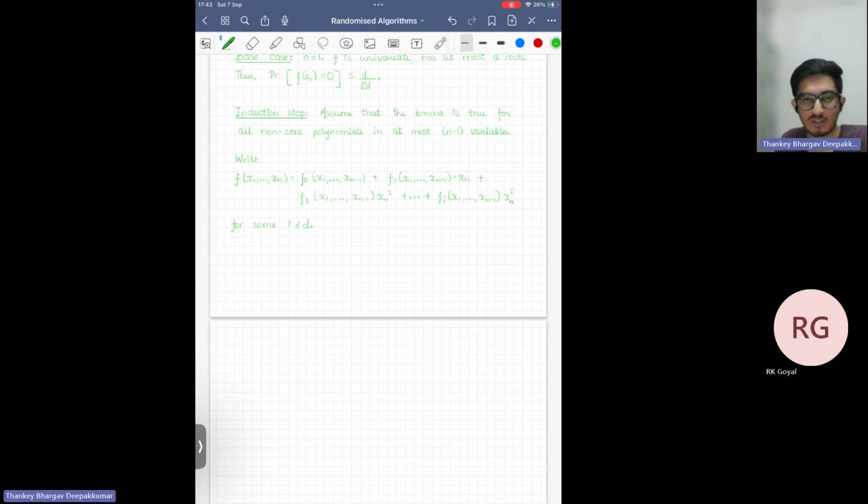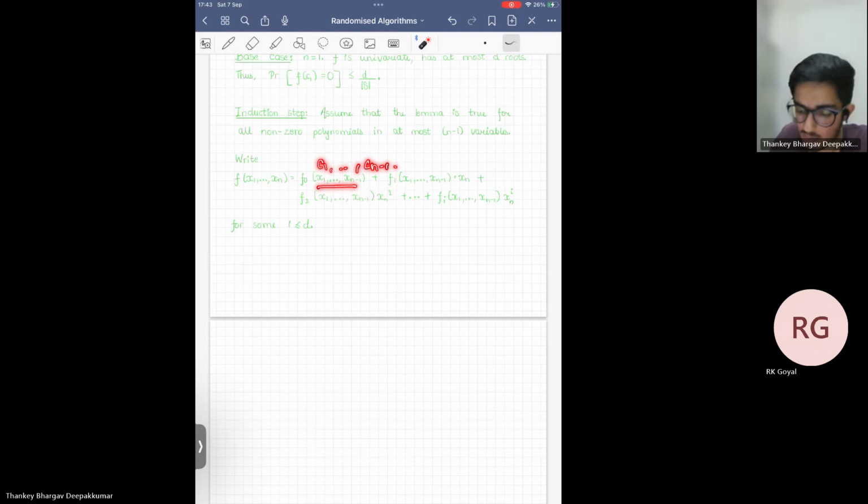Over here, that's not the issue. The issue is this. I was picking random values for x1 to xn minus 1, these were c1 to cn minus 1. But what if at c1 to cn minus 1, this is 0, this is 0, this is 0, everything is 0?